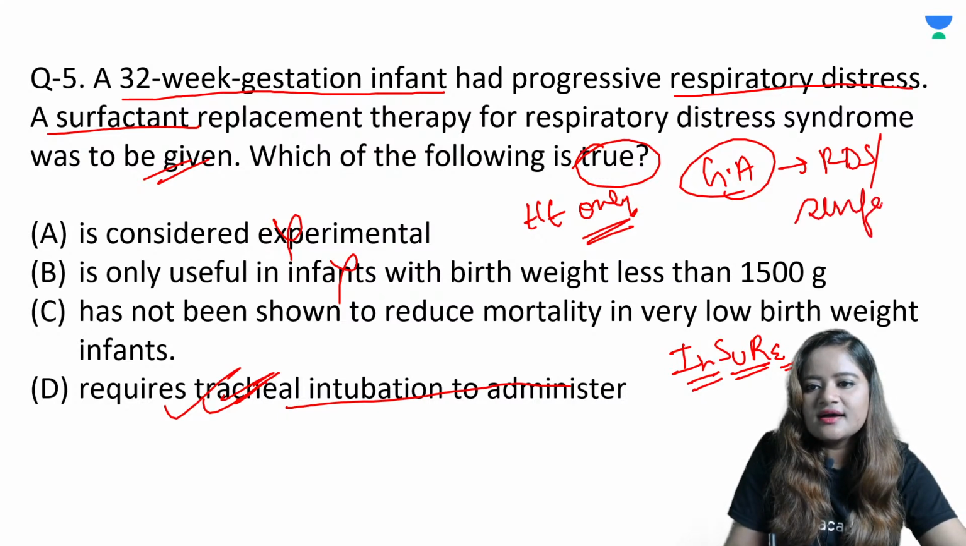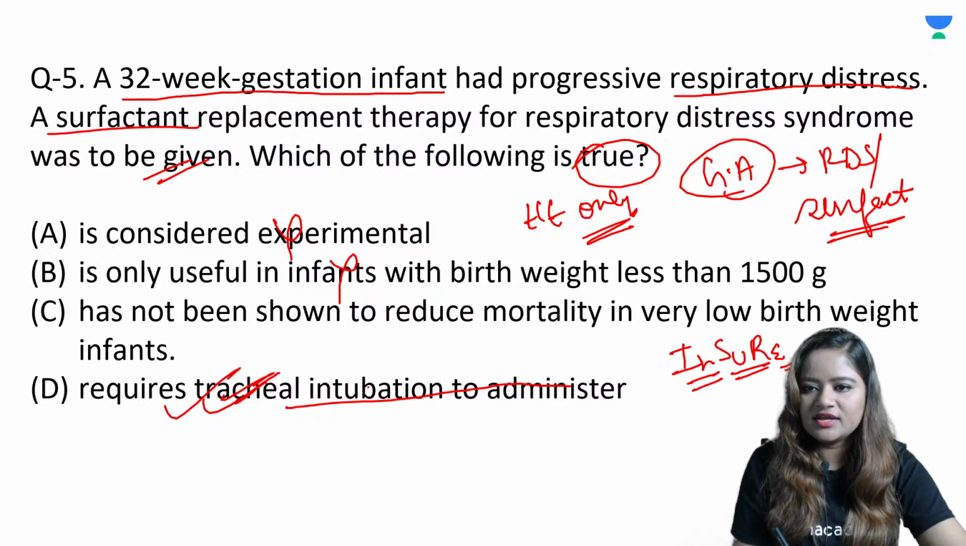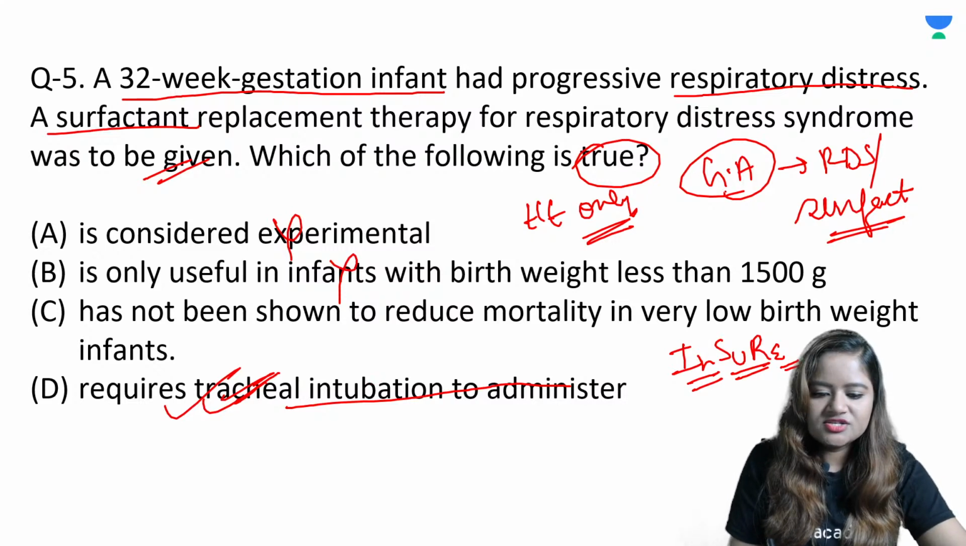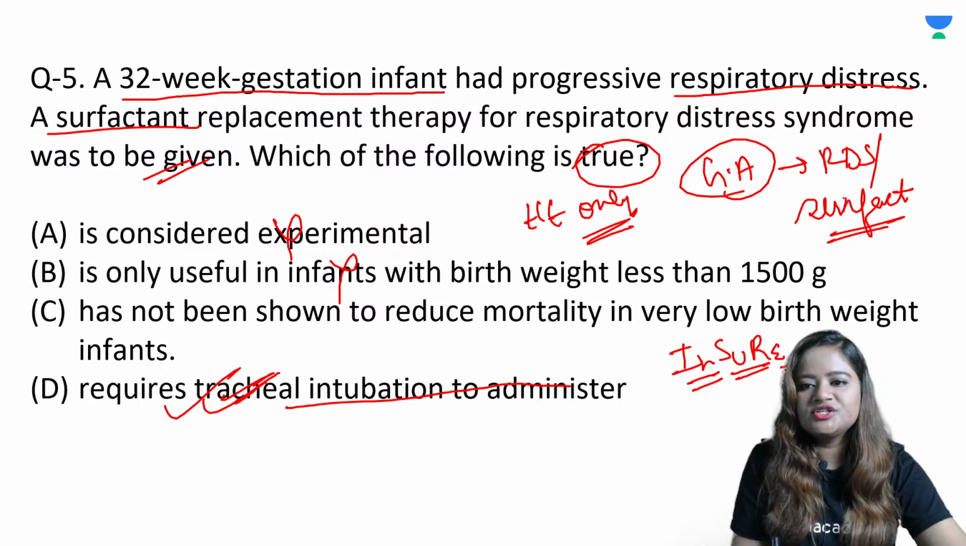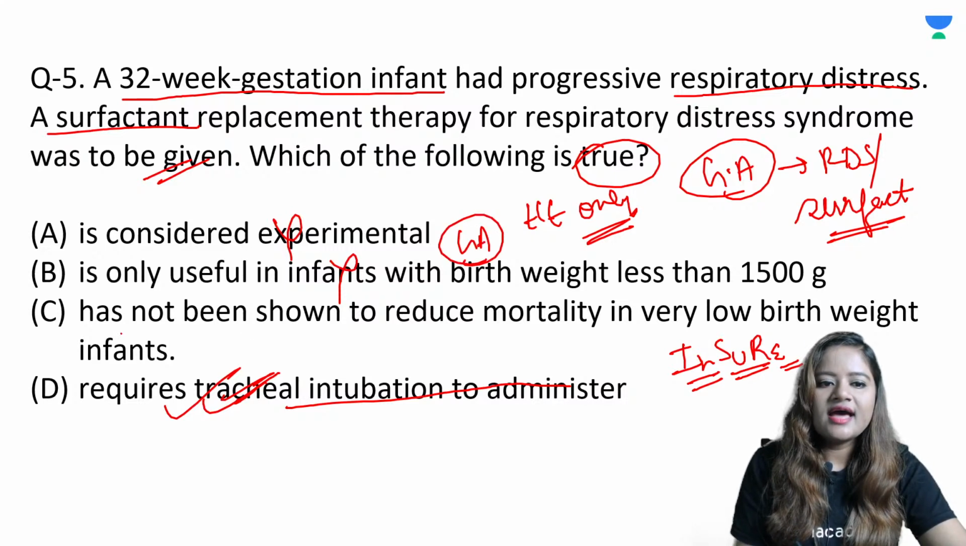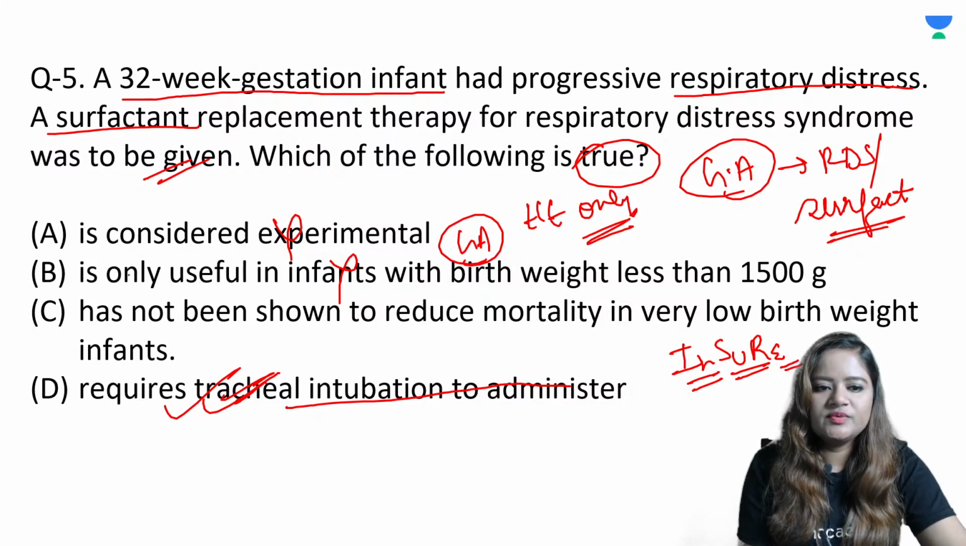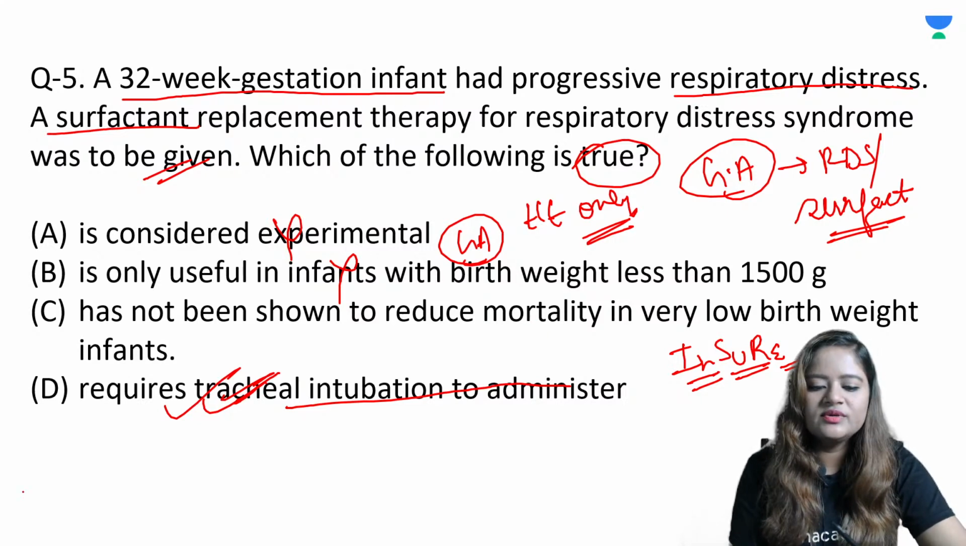ठीक है? जितना कम gestation होता है उतना ज्यादा रिस्क होता है रेस्पिरेटरी डिस्ट्रेस सिंड्रोम होने का, और जितना ज्यादा रेस्पिरेटरी डिस्ट्रेस सिंड्रोम होता है उतना ज्यादा एफिशिएंट होता है सर्फेक्टेंट थेरेपी. ठीक है? सो बर्थ वेट से कोई लेना देना नहीं है. It is to do with gestation age. Has not been useful to reduce mortality in very low birth weight infants. So there's again nothing to do with the birth weight. It is all to do with the gestation age.